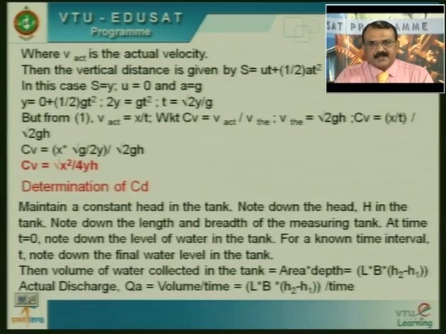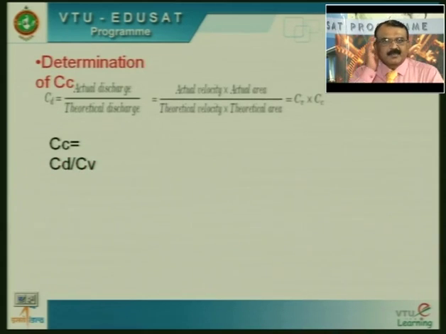Volume of water collected in the tank is equal to the area of the measuring tank into the depth. L and B of the measuring tank remain the same, and the only variable is the depth, H2 minus H1. Then actual discharge is given by volume divided by time. Volume divided by time will give you the actual discharge. Then you have CD equal to actual discharge by theoretical discharge.